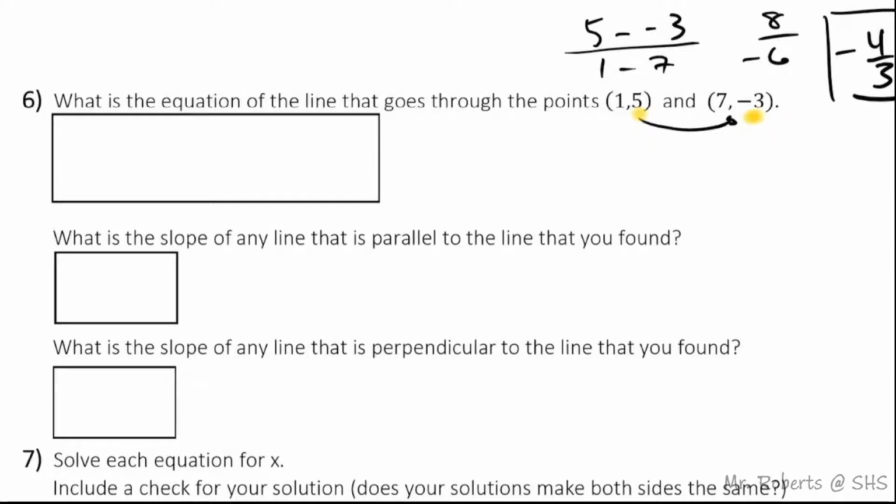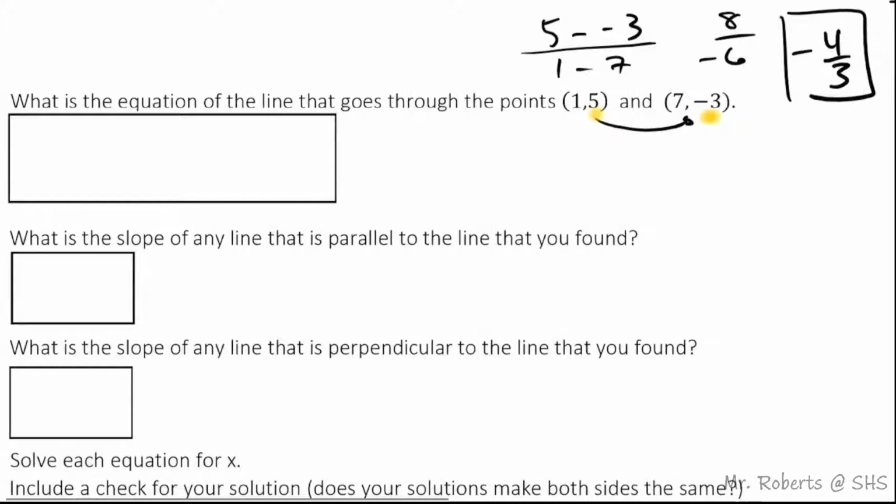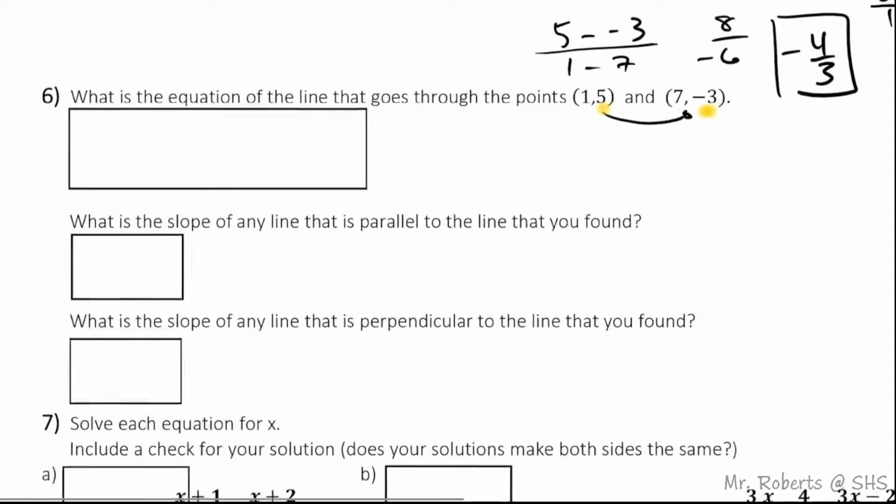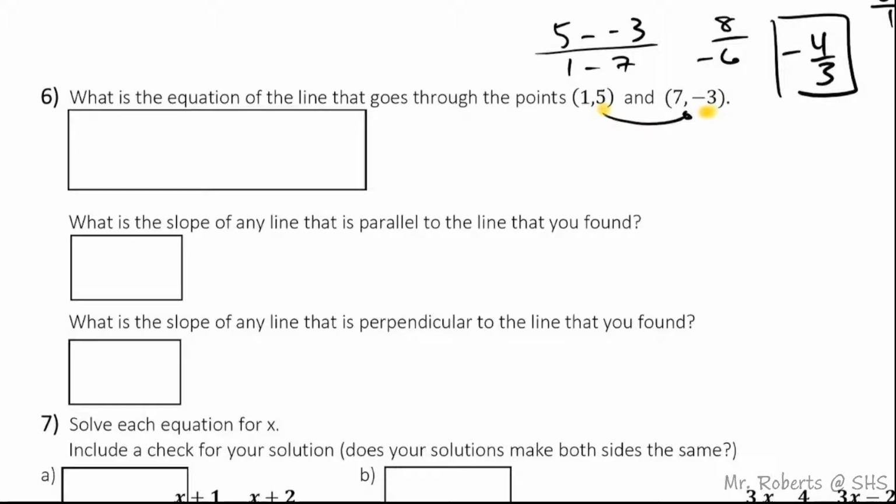Negative 8 over negative 6 is equivalent to negative 4/3. So down 4/3. So I know my slope, but what I don't know is my y-intercept. So I'm going to calculate the y-intercept. And I've talked about point-slope form. You could use that. It would work well here. But I'm going to go ahead and go through the process of finding b.